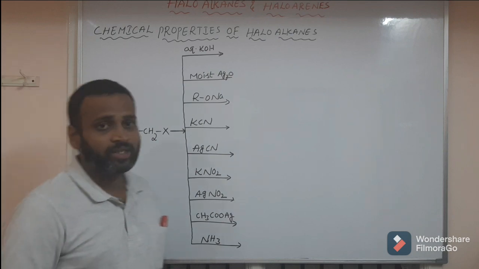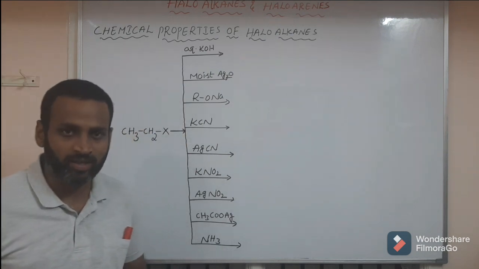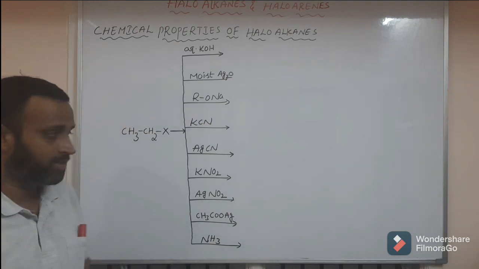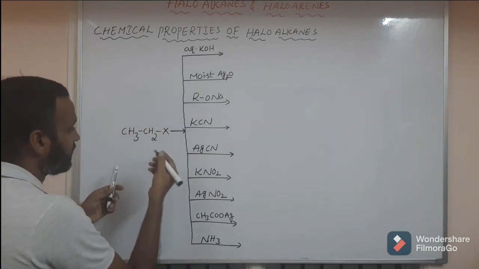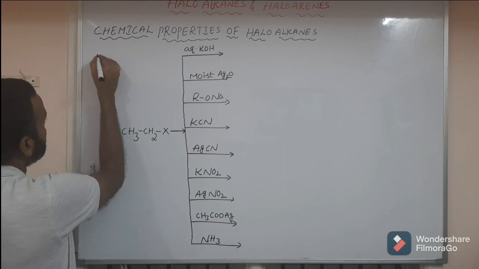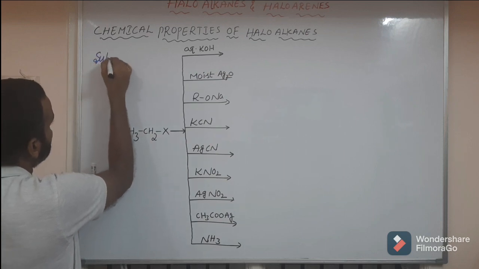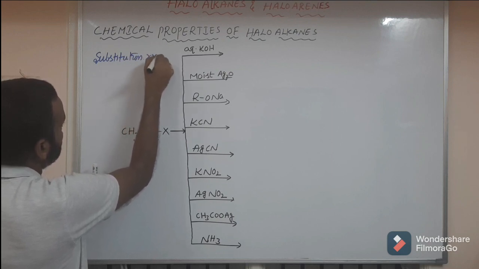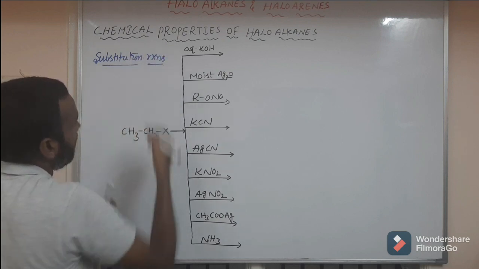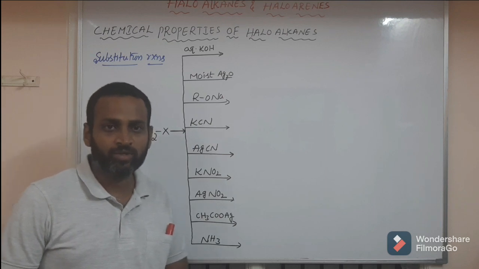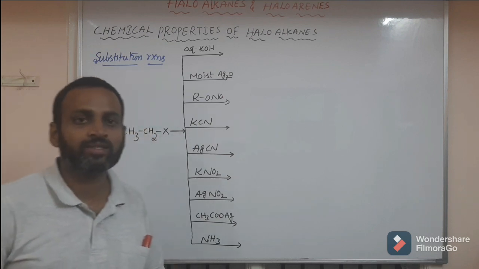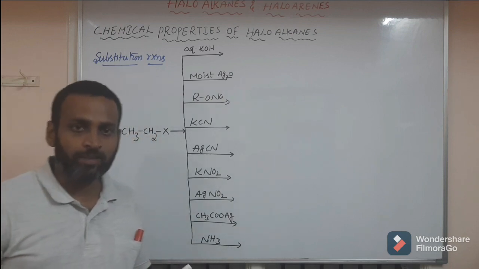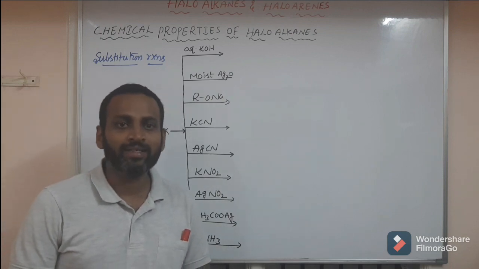And now we will continue the class with haloalkanes and haloarenes, with the chemical properties of haloalkanes. Haloalkanes undergo some substitution reactions. What kind of substitution reactions? They will undergo nucleophilic substitution reactions. As we discussed, nucleophilic substitution reactions are of two types: one is SN1 and the other is SN2.